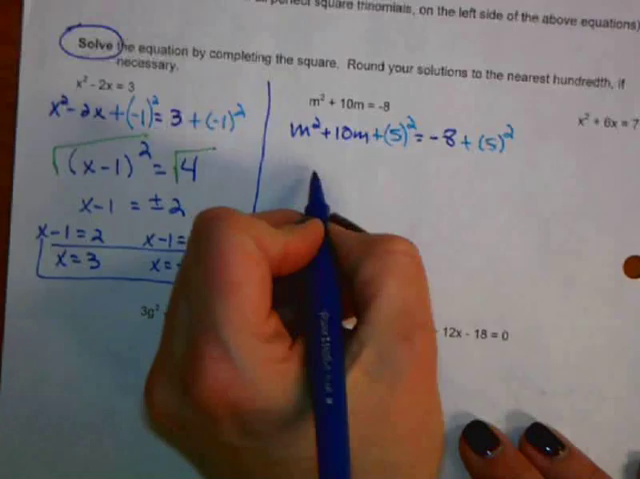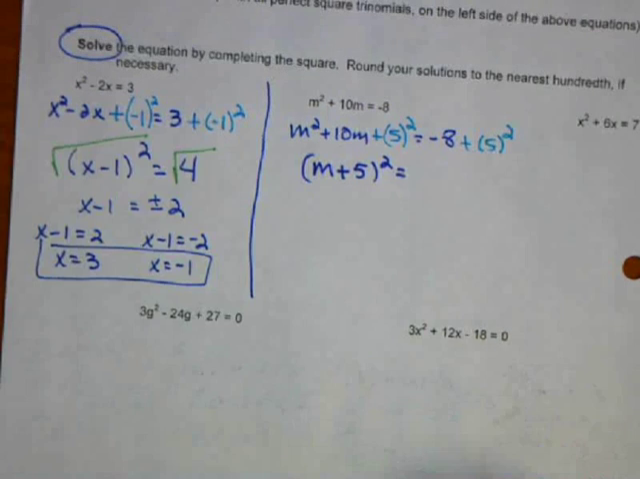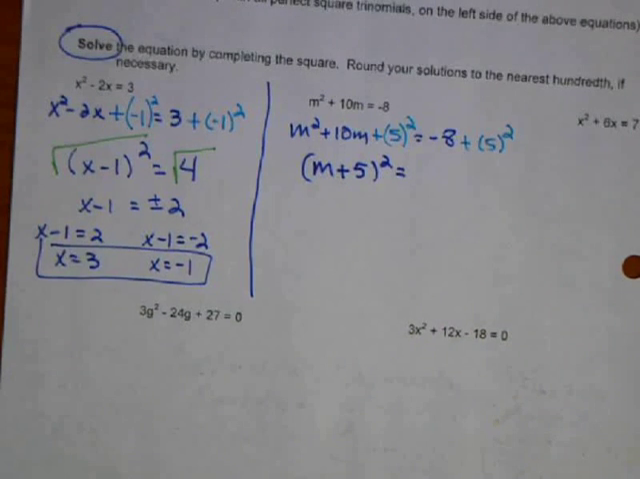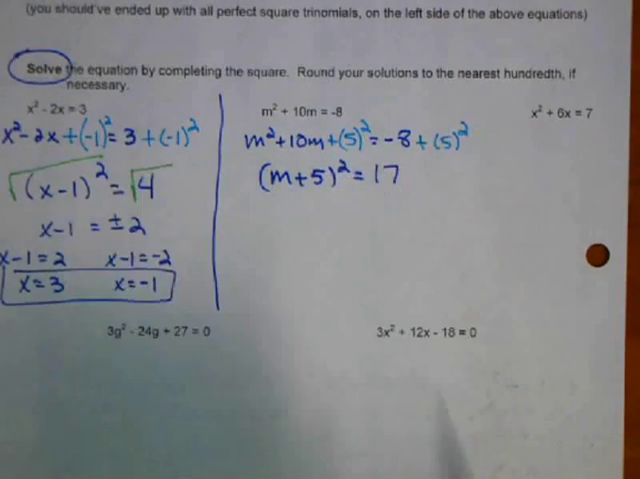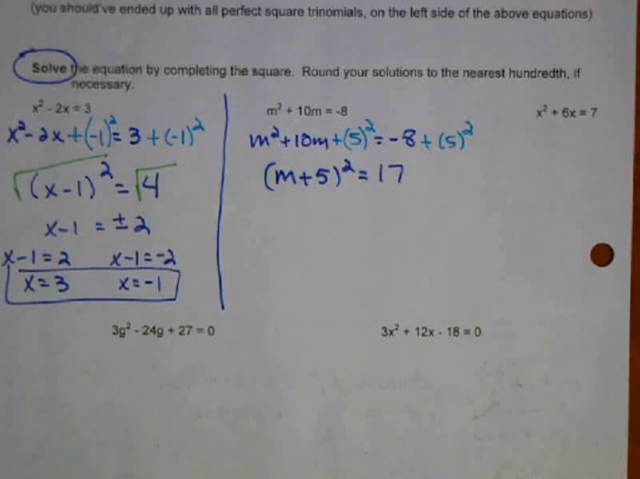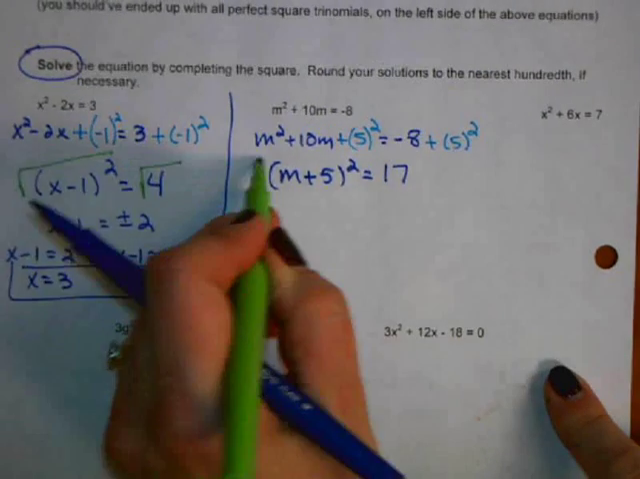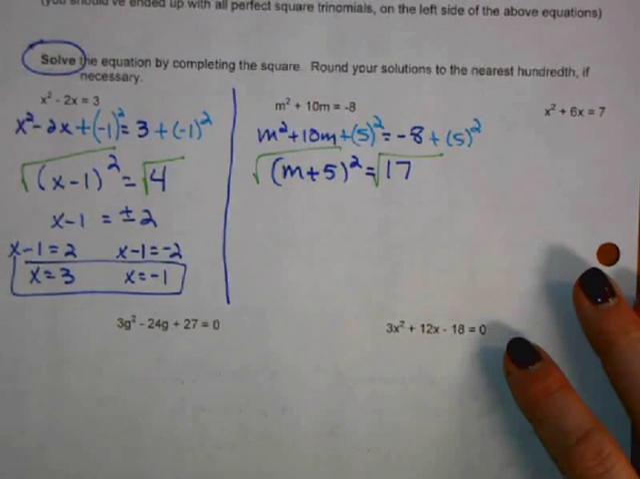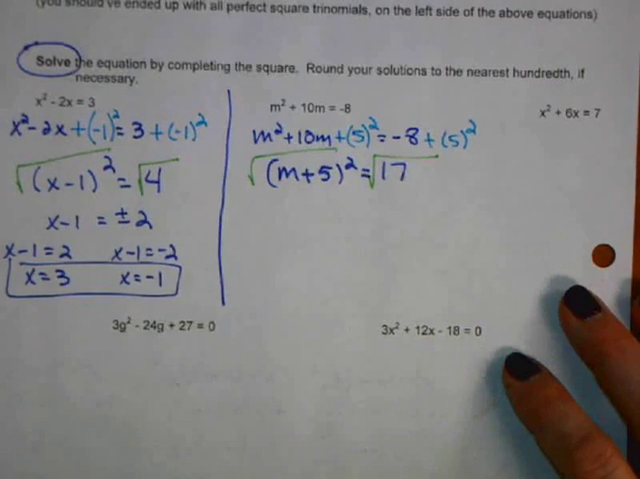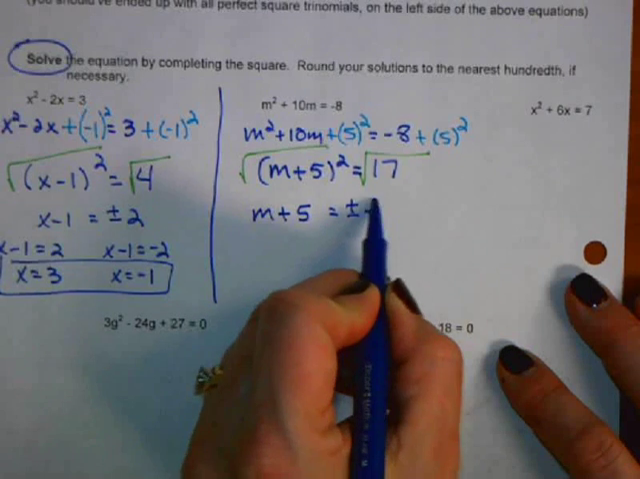Hopefully you wrote this. M plus 5 squared equals negative 8 plus 25, which is what? 17, right? Yes? What's the next step? Square root both sides. Now here's where I'm going to do it a little different. I'm not going to go to decimal form because the worksheet you're having today doesn't all go to decimal form. So it's going to look like this. Plus or minus the square root of 17.